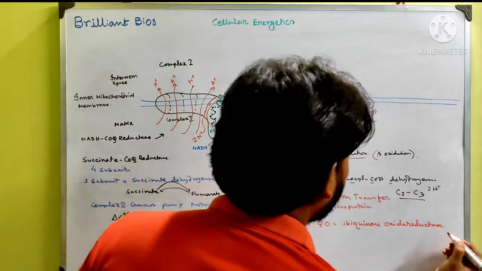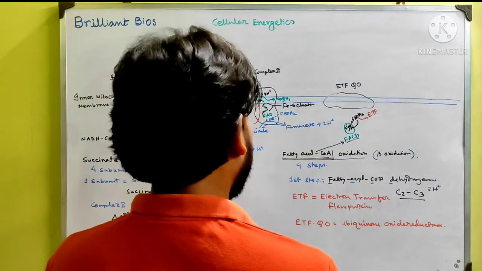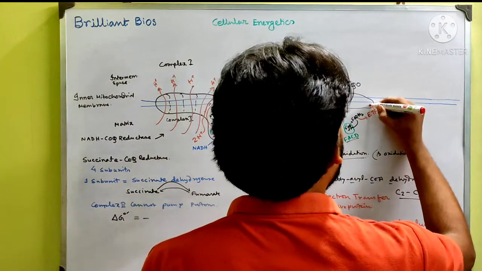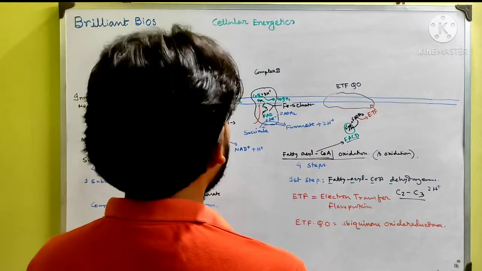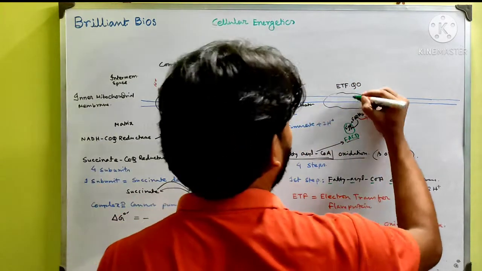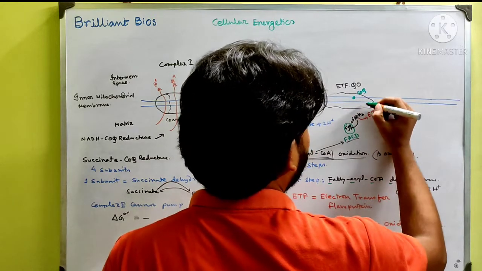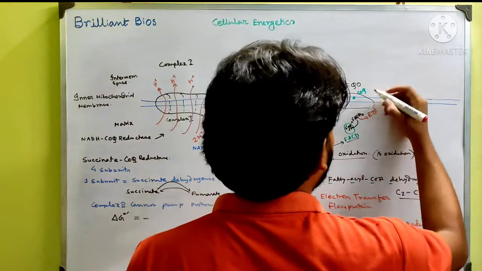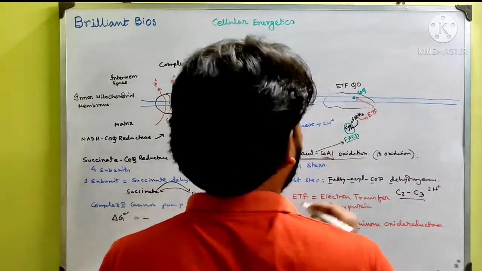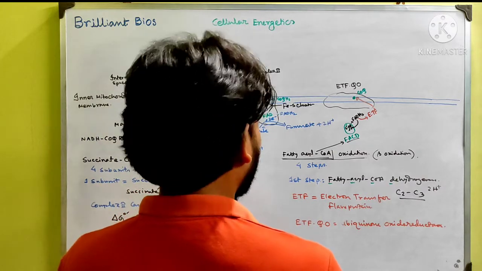Ubiquinone oxidoreductase. So ultimately ETF transfers the high energy electron into this ETF QO, where the same coenzyme ubiquinone is present. So this is the CoQ. It receives this electron and becomes reduced to CoQH2.